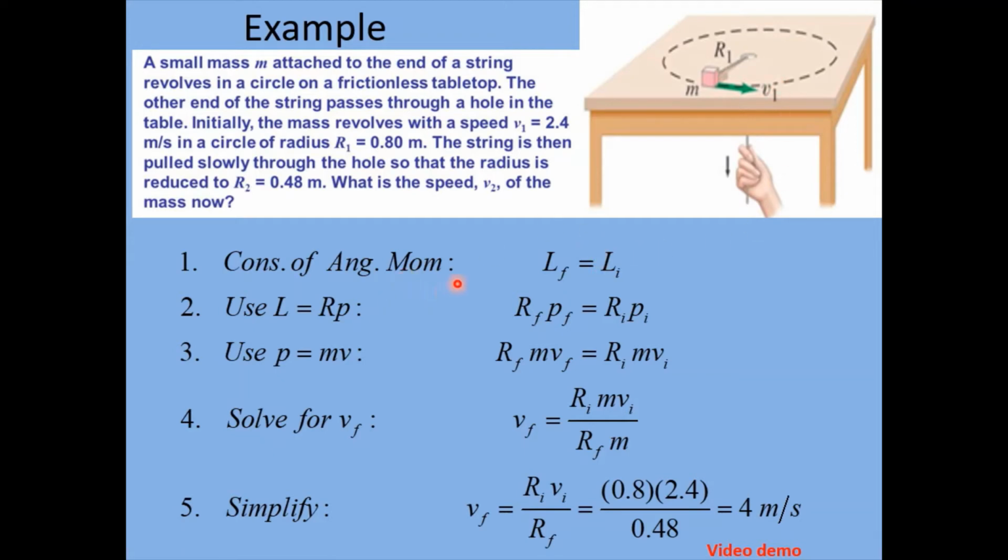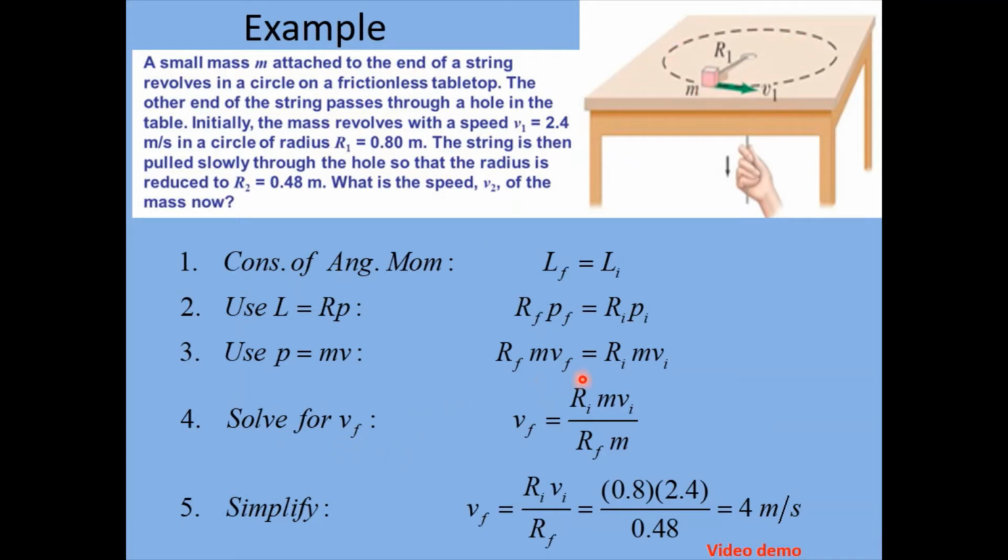We know that the conservation of angular momentum says that the final angular momentum, L_f, is equal to the initial angular momentum. So remember that for a mass or a particle on a string like this, we can use L, angular momentum, is equal to r times p. So let's replace L here with rp. So we have r_f p_f equals r_i p_i. And then of course p is regular momentum, mass times velocity. So replace this p with m v_f and this p_i with m v_i. Then what we're going to do is solve for v final. That's what we're asked to do, figure out how fast this thing is turning after we shorten the string.